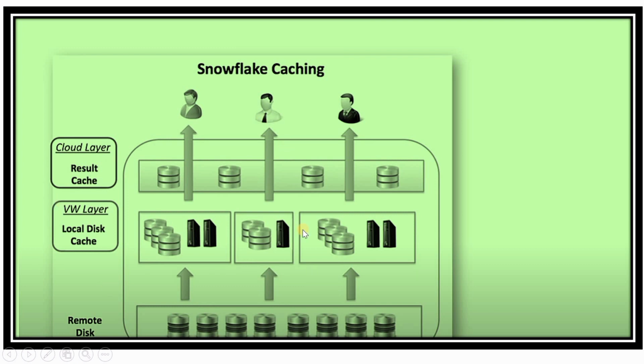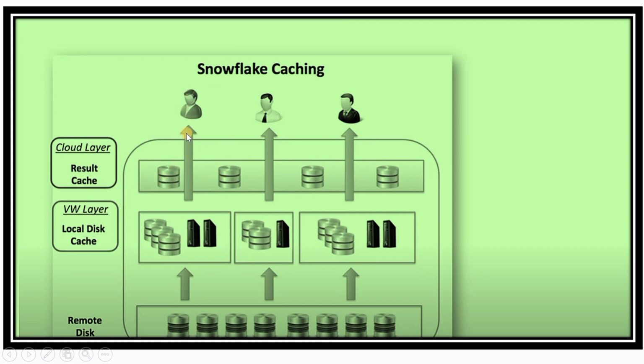Okay, so here these are the users who are using Snowflake. Suppose that this user has fired some query the first time. So the first time it will go to the remote disk, and it will take the data from there, and it will store it in the results cache. Okay, and it will show the data to the user from there. Suppose that the second time the user is also firing the same query, then it will not go to the remote disk again, and it will just move to the results cache, and it will show the data to the user.